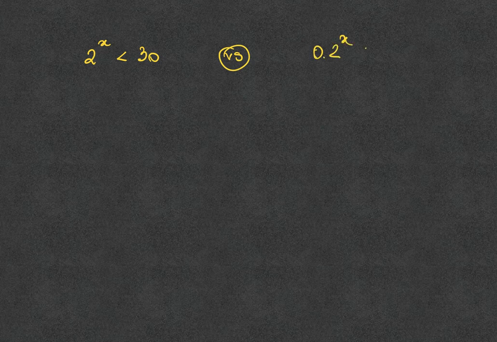Let's look for a bit at inequalities. And let's look at 2 to the power of x smaller than 30 versus 0.2 to the power of x smaller than 30. Why are these different? Because the base is bigger than 1, whereas here the base is between 0 and 1.